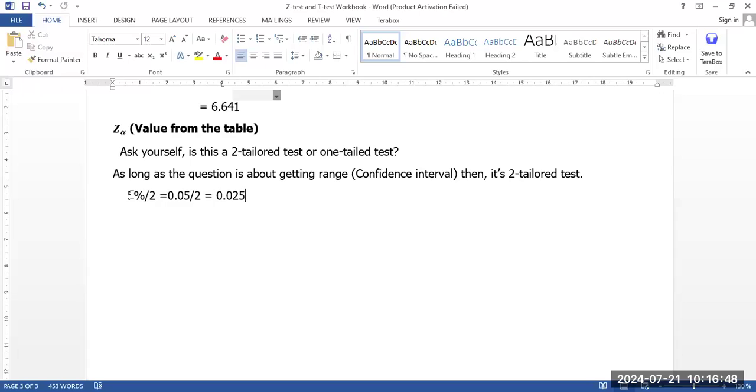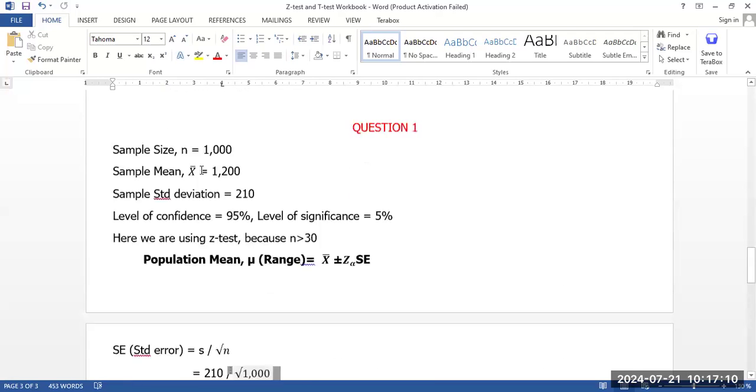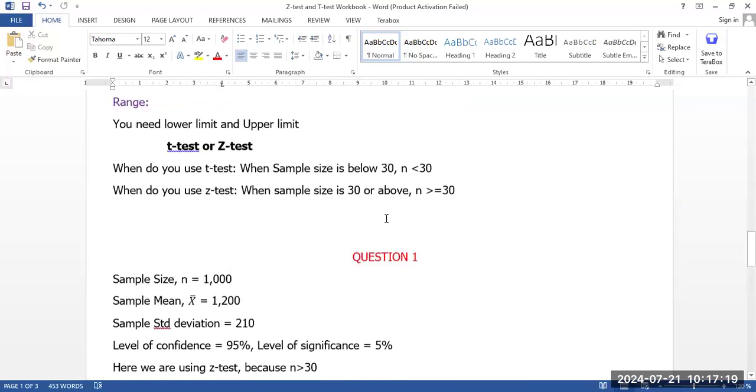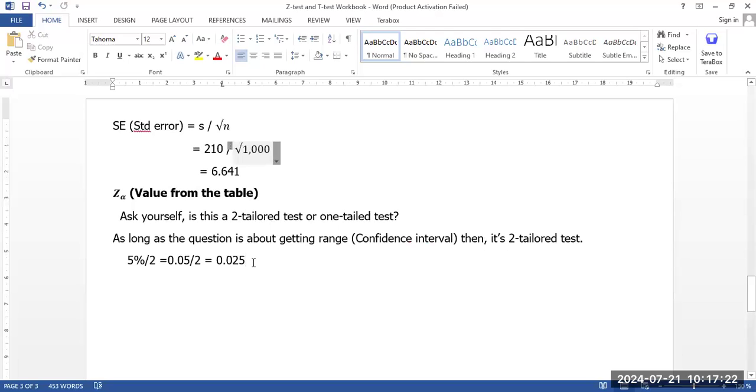As long as you realize that I'm dealing with a two-tailed test, because I want to create 2 critical values, one on the left, one on the right, so I have to divide. But if it is a one-tailed test, you don't divide by 2. If it is a one-tailed test, it means that you will be having only one value, which is this one. Okay. Are we okay here?